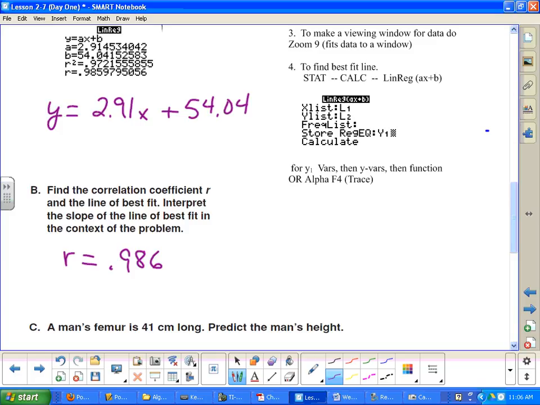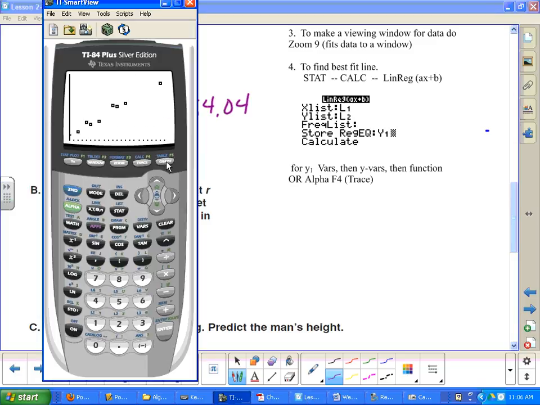So if I hit graph now, we can see that the line goes through quite a few of the points. It's a very good fit for that set of data.